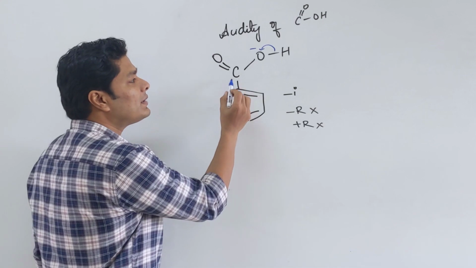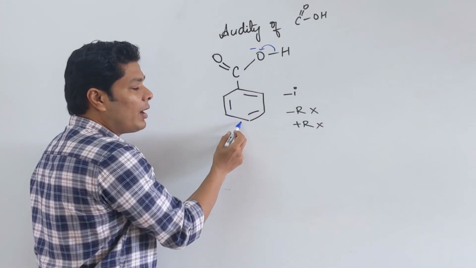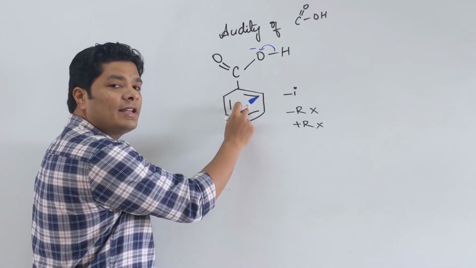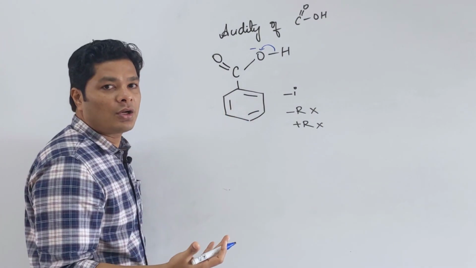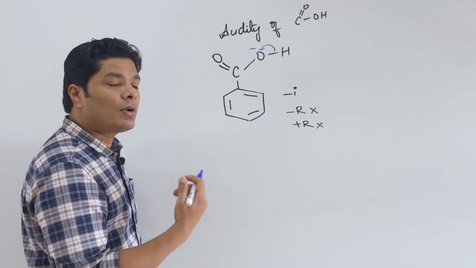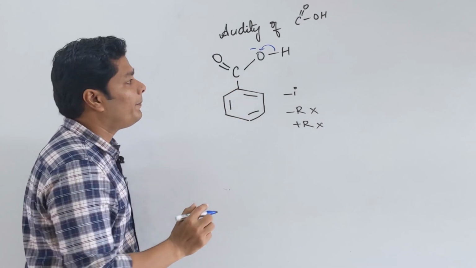So, you can increase the acidity of a COOH group attached to a ring by increasing the minus I of the ring. So, you can increase the minus I of the ring by putting minus R groups if you want. Minus R groups withdraw the electron from the ring. So, the ring withdraws electron through inductive effect from the carbon, increasing the acidity.